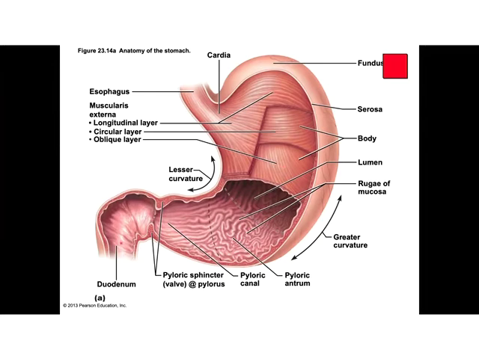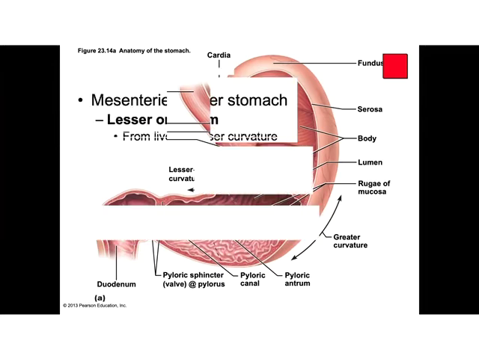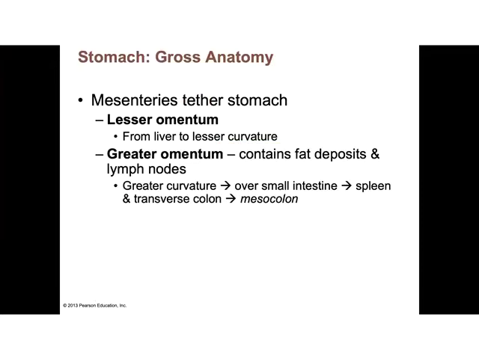The stomach mucosa is going to secrete mucus, as well as pepsin, and also secretes hydrochloric acid and a hormone known as gastrin. There are mesenteries around the stomach. The lesser omentum runs from the underside of the liver to the lesser curvature of the stomach.